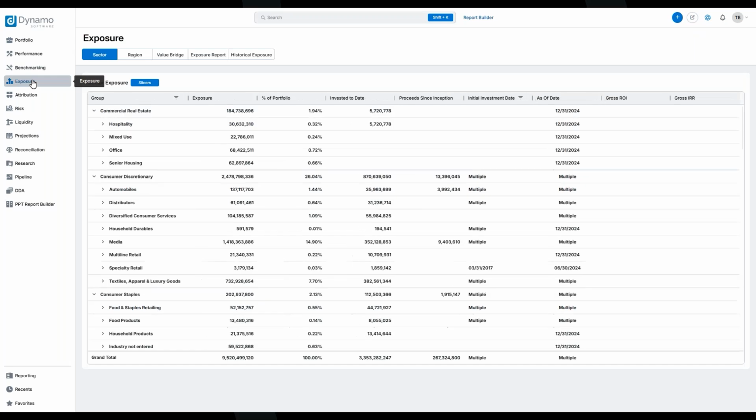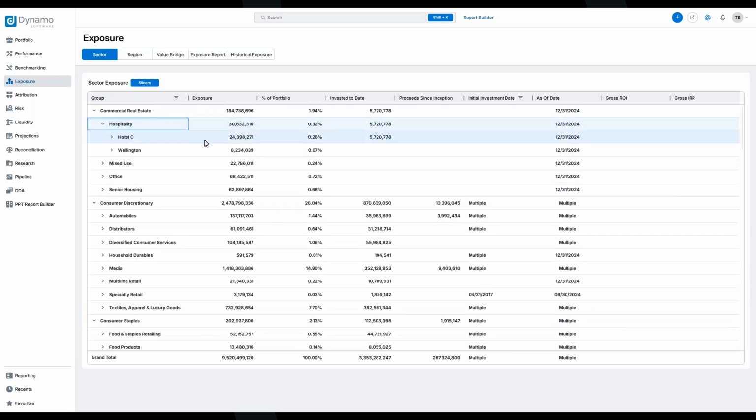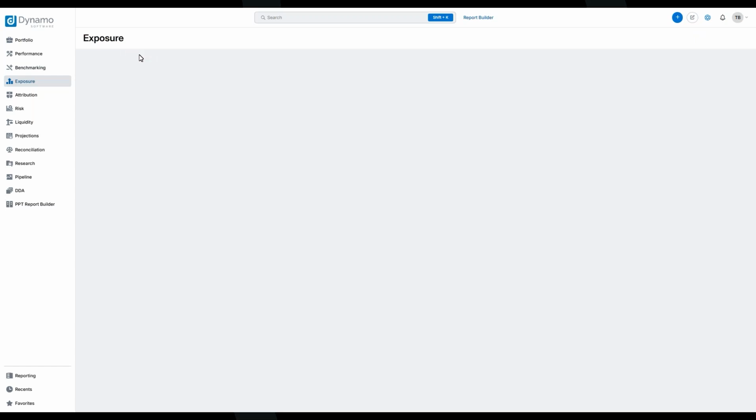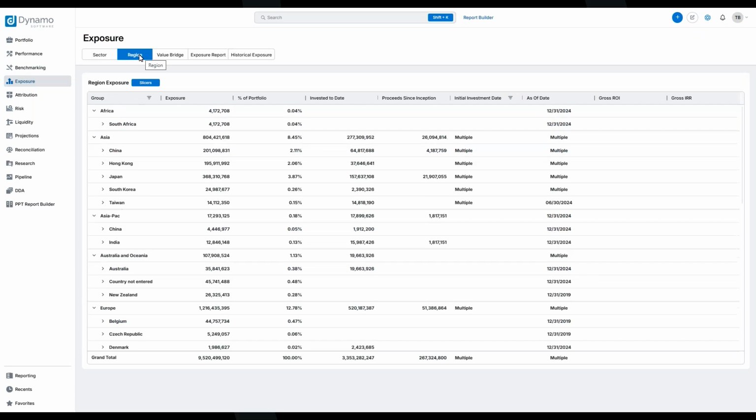And here I have similar information, but very quickly I can toggle between views, such as sector. We use DAX grids, which render the data very quickly. That allows me to drill down through the different sectors and subsectors down to the underlying holdings and see what kind of exposure, percentages, etc. I can quickly jump to region and see similar information, but now broken out by region.